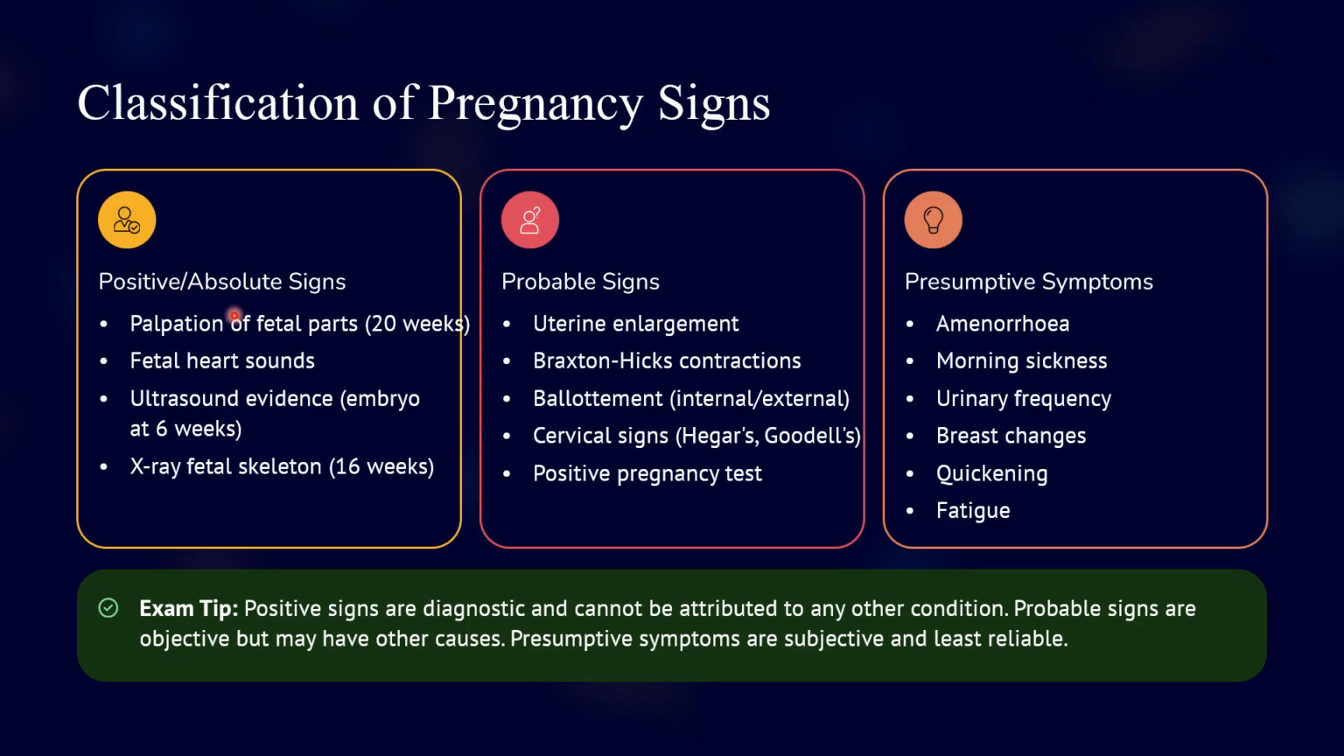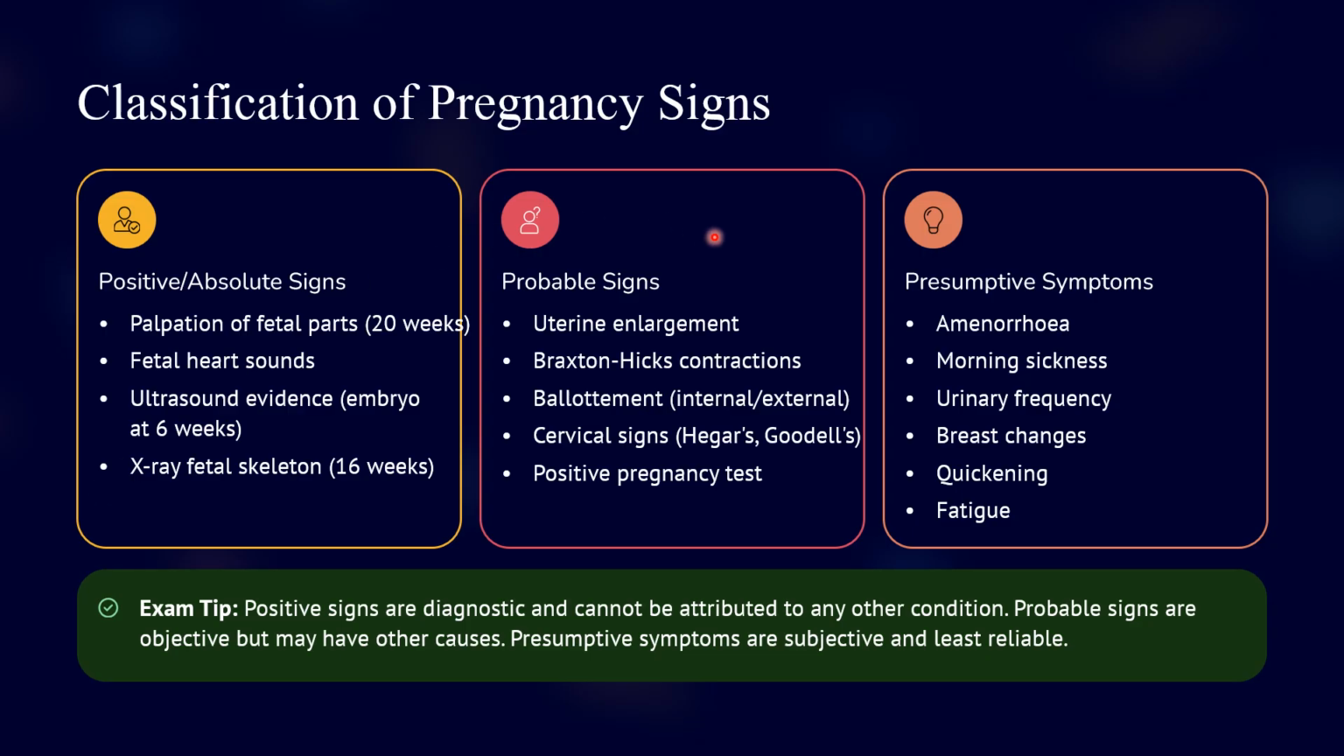So in the absolute signs, you will be able to feel the fetal parts. Two, you will be able to hear the fetal heart sound, and through ultrasound also it is going to be evident, because by the time it is 6 weeks you'll see the embryo, and through x-ray also the fetal skeleton can show that the pregnancy is absolute or positive.